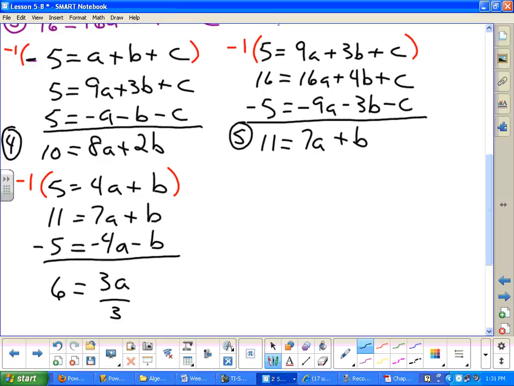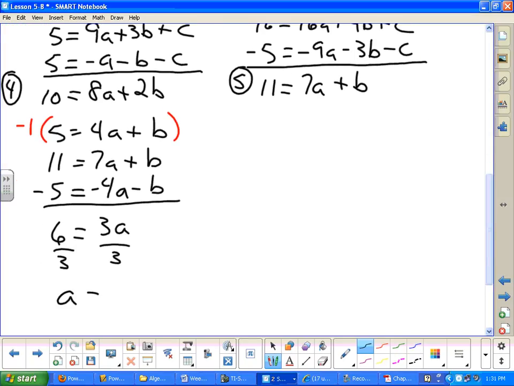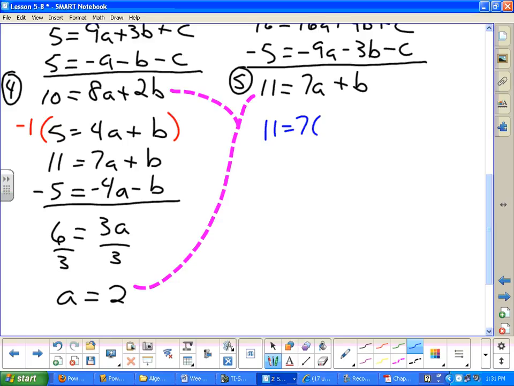So we get a equals 2. Now that we know what a equals, we can use this equation or this one to find b. Doesn't matter which one we use to find b. It's up to you. So I'm going to go ahead and use this one here, though. So we have 11 equals 7 times 2 plus b. Right, so the same procedure we used back when we were doing this in chapter 3.